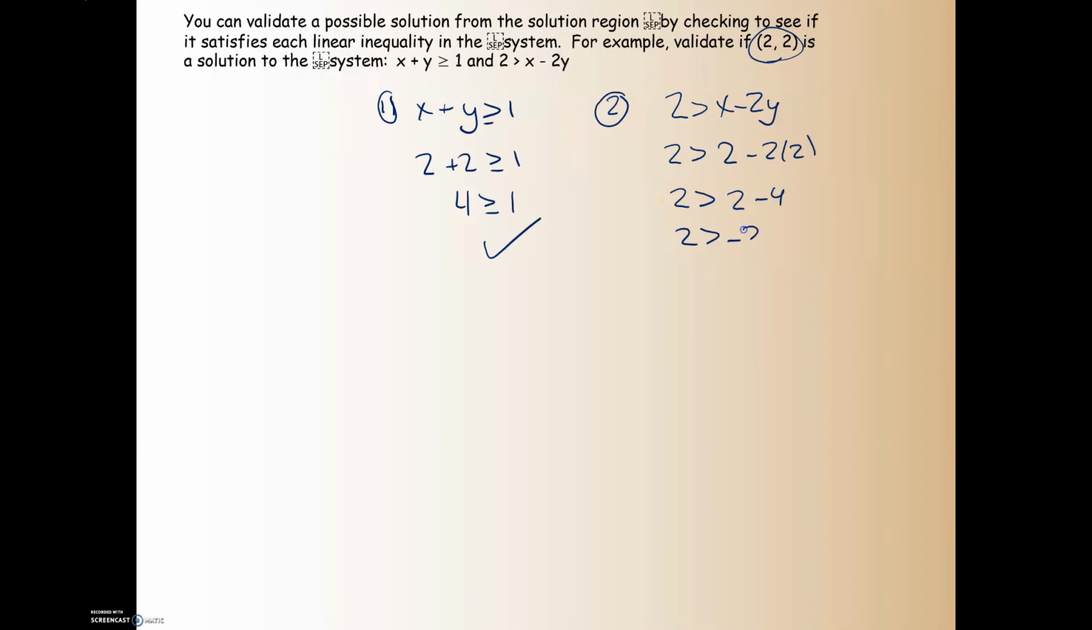I'm going to plug in 2 and 2 and make sure that it's true. So for the first one, yes, it satisfies. 4 is greater or equal to 1. My second linear inequality, 2 is greater than x minus 2y. If I plug in 2 and 2, I get that 2 is greater than -2, which is true. So yes, 2 and 2 is a solution to my system.